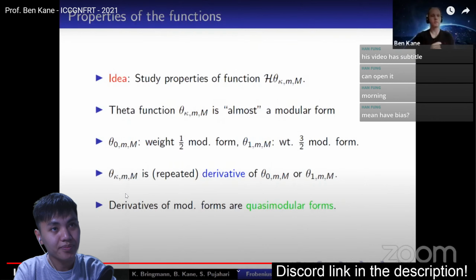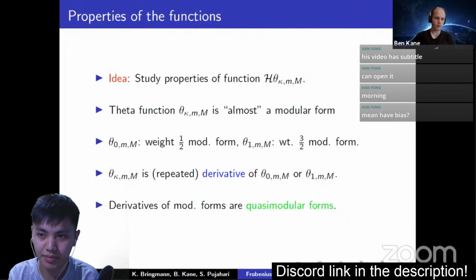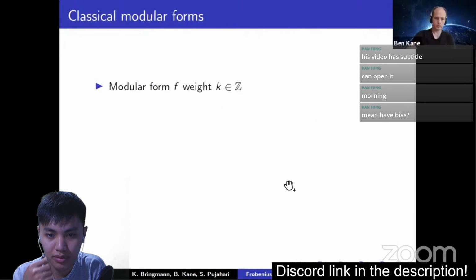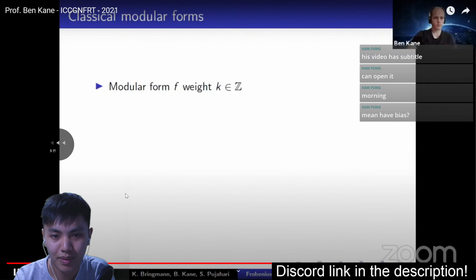We have some way to sort of fix them to make them into some kind of modular object. So what is a modular property? You are familiar with them.